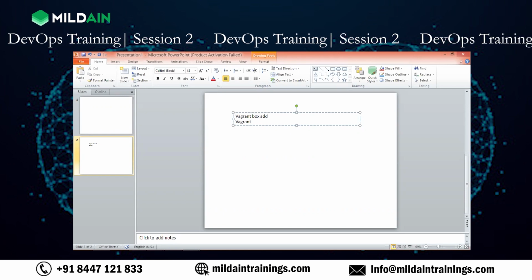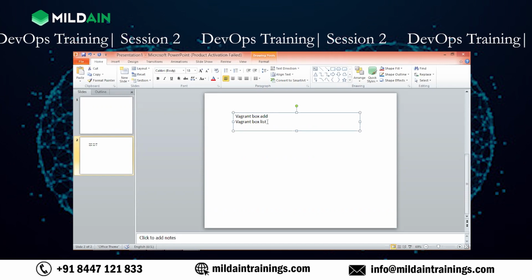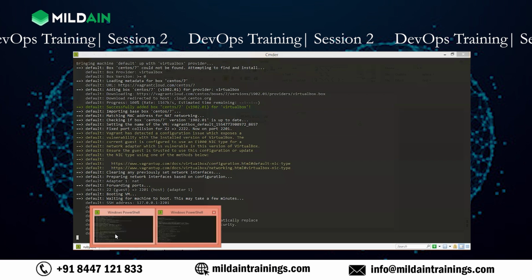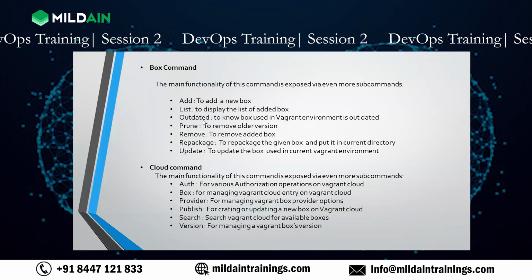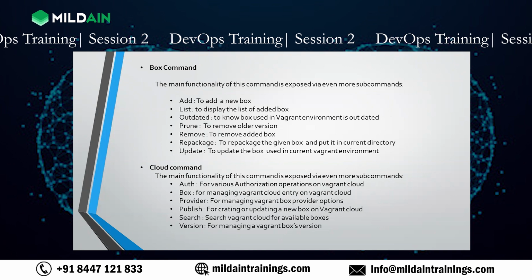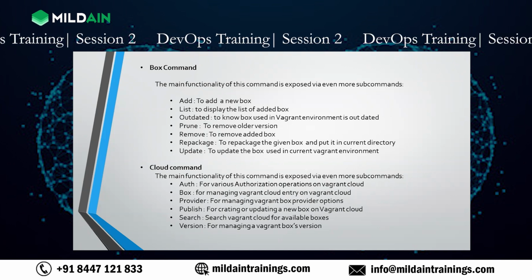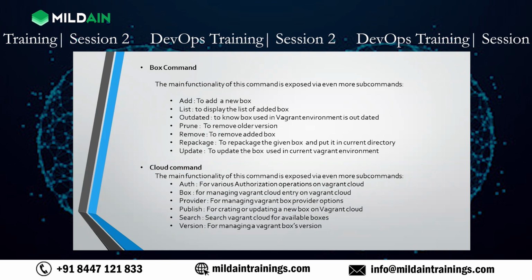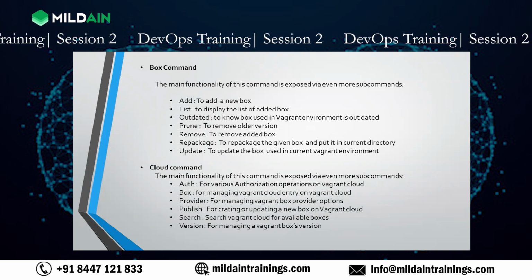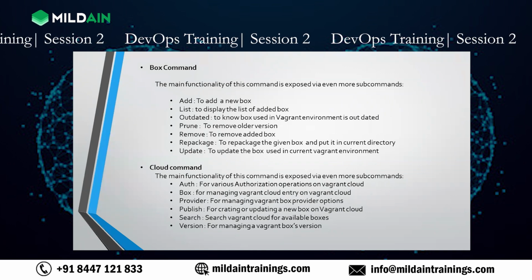Vagrant box list gives the list of all the added boxes. I will show you once it runs. Now, Vagrant box outdated. This command is used to know whether, suppose we have added a Vagrant box, there was an update on that box available on vagranthub.com. So a new patch has been done and there was a new update in that Vagrant box content.